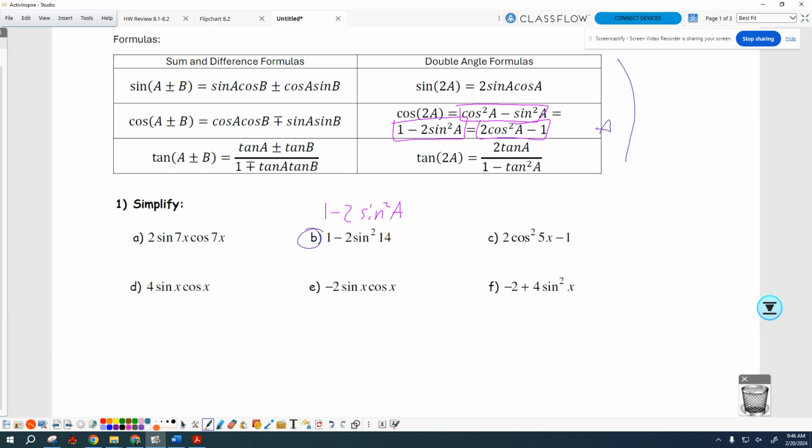So does this match exactly? Okay. So this is why we're working on it, we gotta recognize them. Yes, it's that one. In the formula, it's gonna become cosine 2x. So what's a in our problem? 14, so it's gonna be cosine 2 times 14, which is 28. Cosine 28. Okay.